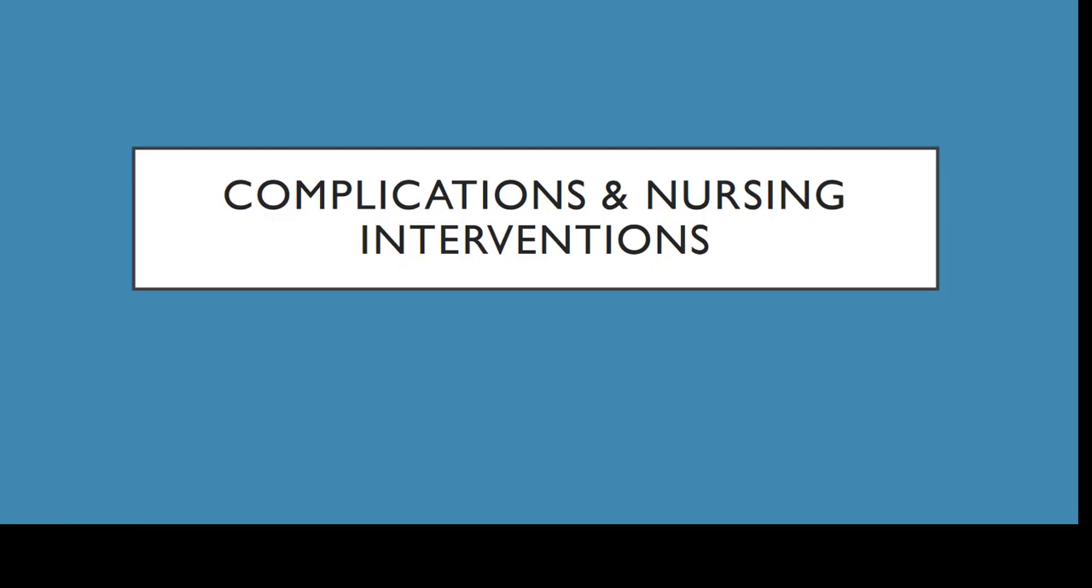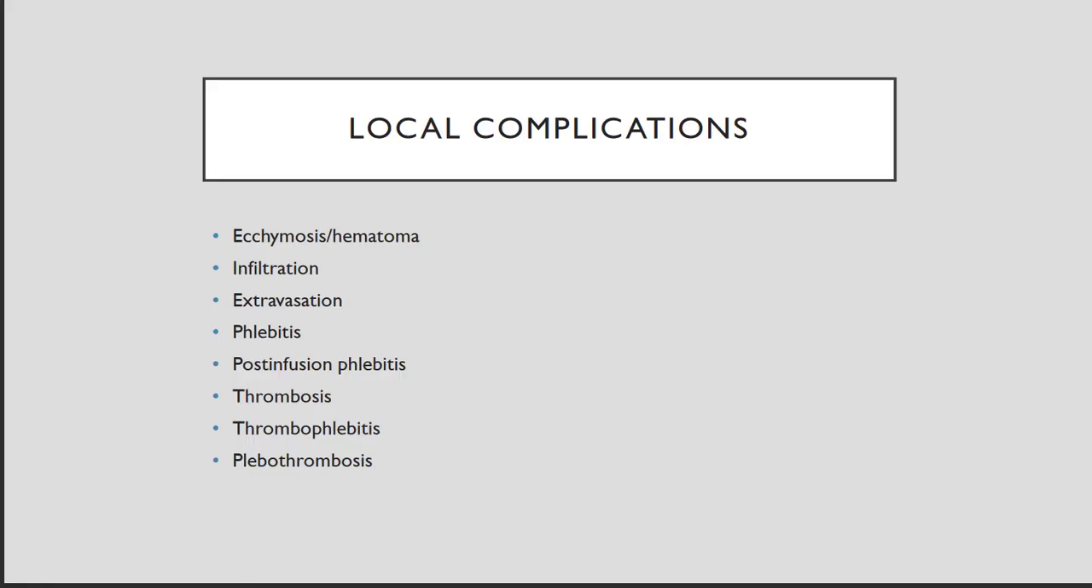Today's lecture content includes complications related to infusion therapy, as well as the interventions to take to treat these complications. Let's begin by discussing the different types of localized complications, including ecchymosis or hematoma, infiltration, extravasation, phlebitis, post-infusion phlebitis, thrombosis, thrombophlebitis, and phlebothrombosis. Then we'll discuss some of the systemic complications of infusion therapy.